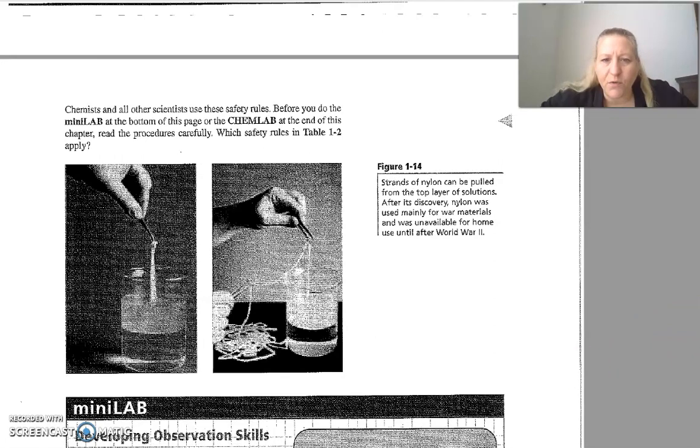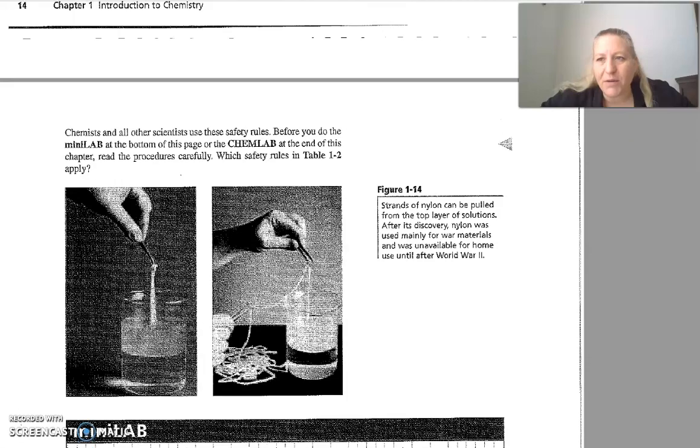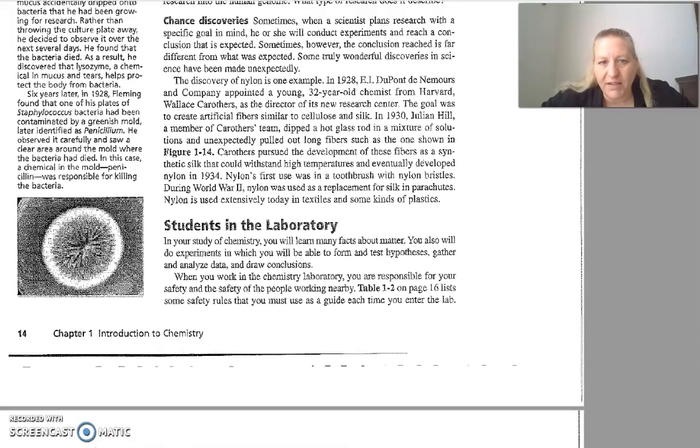So here's 1-4. This is nylon. These two chemicals together form a layer, and you pull that out, and that becomes a long polymer, and you can make clothes out of it. Okay.